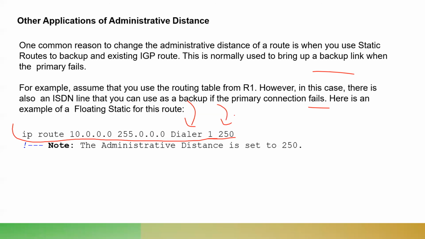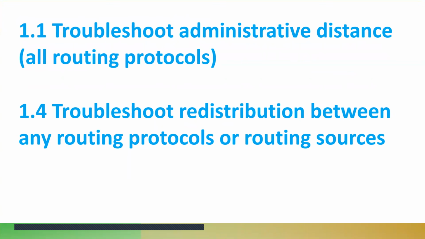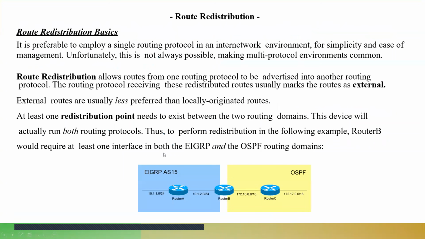All right, so let's stop here and we'll continue the troubleshooting section in the upcoming video. In this section, we are going to understand troubleshooting related to route redistribution, and I'm going to add administrative distance troubleshooting as well in that redistribution topic. So overall, we are going to cover 1.1 and 1.4 in this particular section.